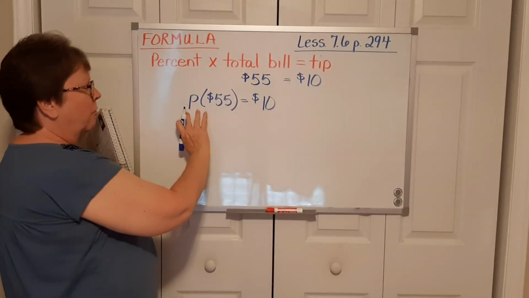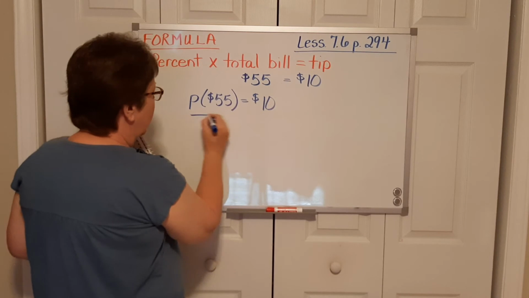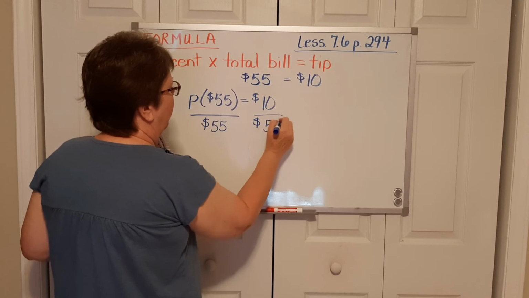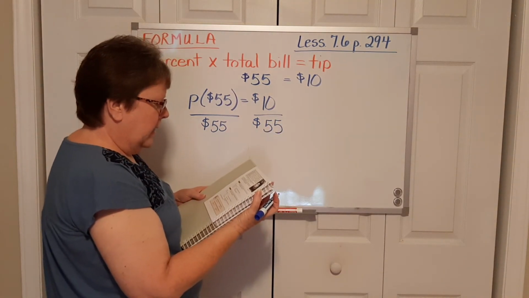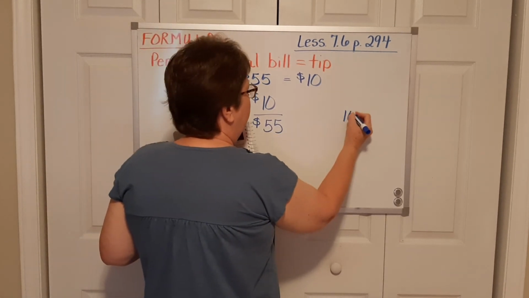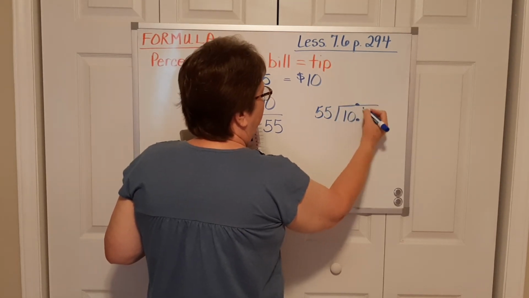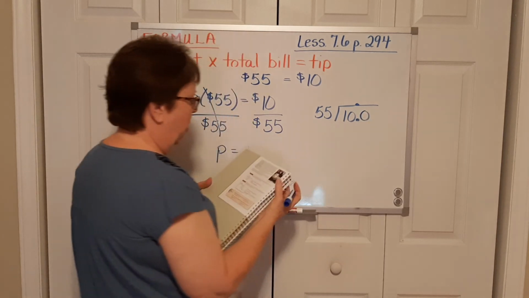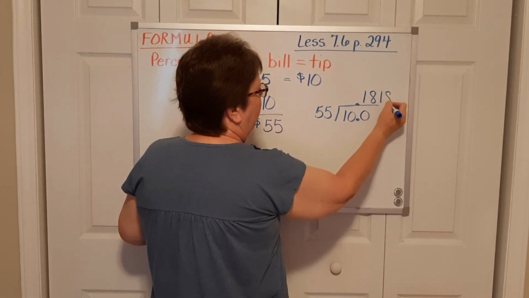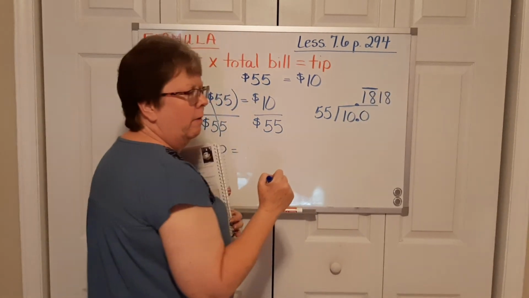Okay? So here, since we're multiplying, we've got to undo our multiplication to get the p by itself. So we're going to divide both sides by 55. Okay? And let's see, that would cancel out, so you're left with p. Then you've got 10 divided by 55. Again, you're going to have to add your decimal point and put a 0. Now, if you divide correctly, here's what you're going to get. Your 18 is going to repeat. It's going to repeat. Okay?